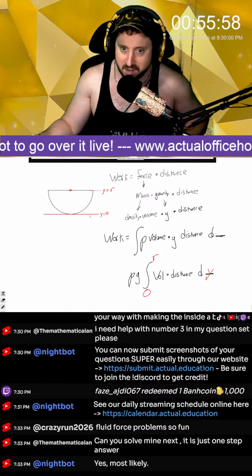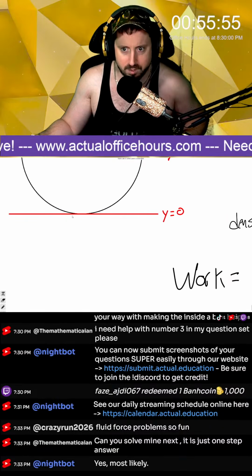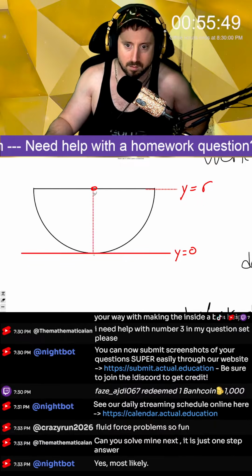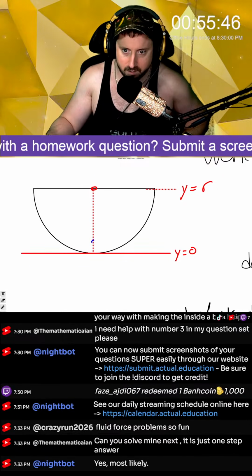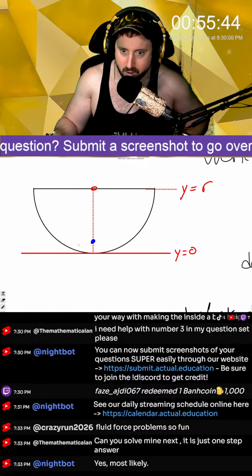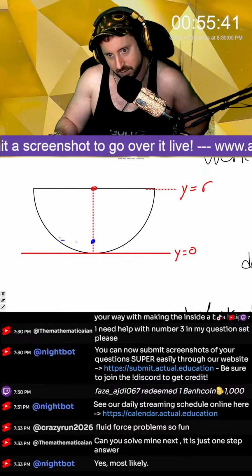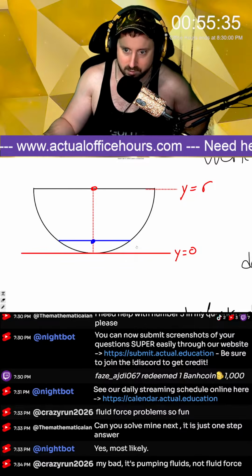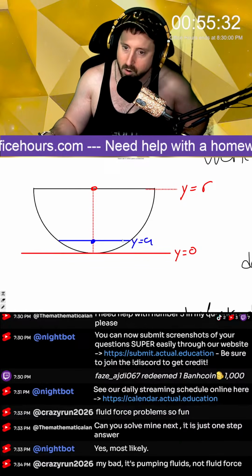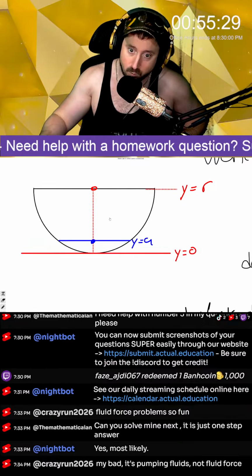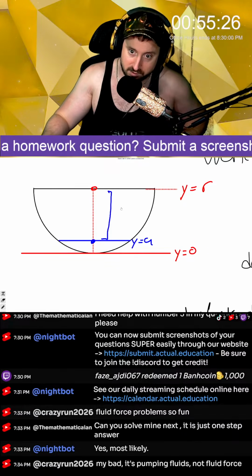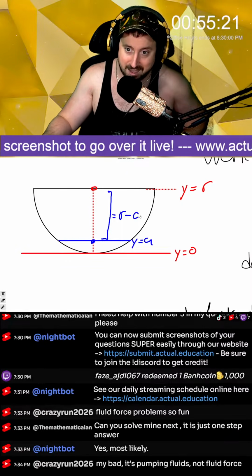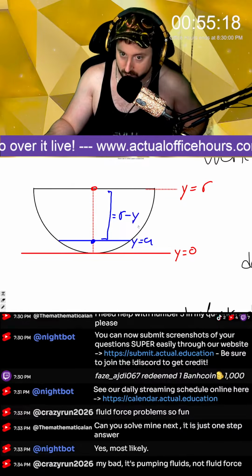All right, let's think about, for instance, let's say I'm at some position right here, and I want to think about all of the water that is located at this height. Let's just say y is equal to a. All of that water has to move how much distance? Well, that water needs to move this much distance, which is equal to r minus a, which in this case is r minus whatever the y coordinate is.